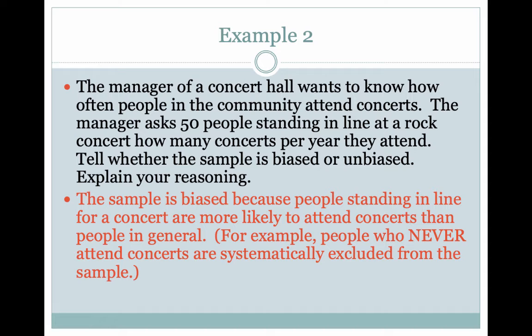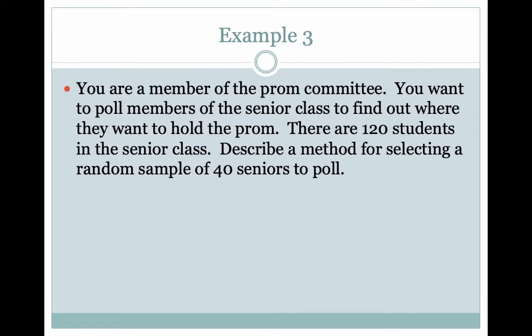are more likely to attend concerts than people in general. For example, people who never attend concerts are systematically excluded from this sample. So you're going to get a biased sample, and your estimate is likely to be a higher number of concerts than what would be true for the entire population. All right, so another example.